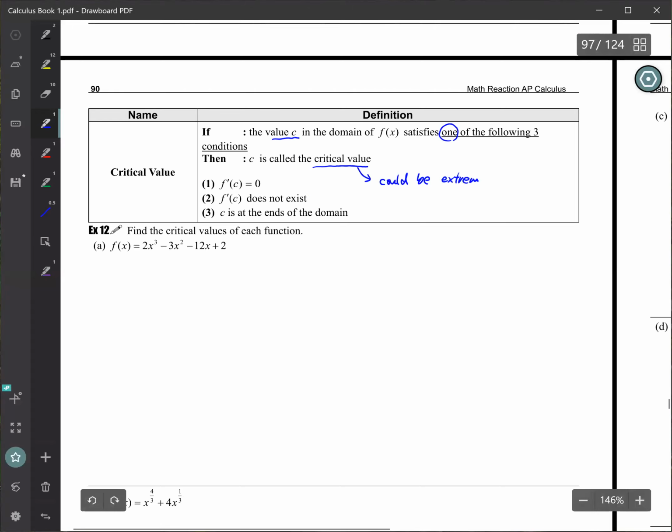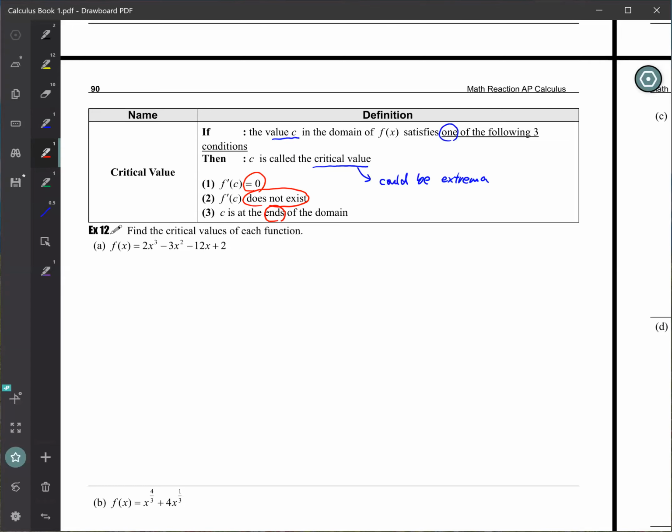We already just went over that. Could be extrema. So the first condition is f prime equal to 0. The second condition is f prime does not exist. The third condition is at the end, which is also part of doesn't exist. The slope cannot happen at the end, so at the end of the domain.